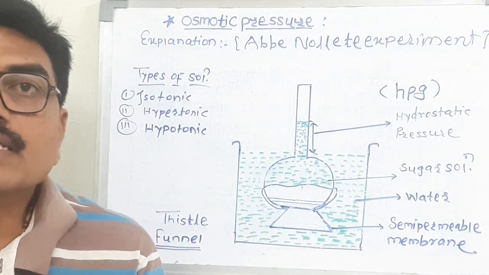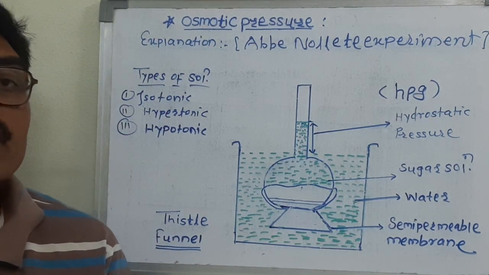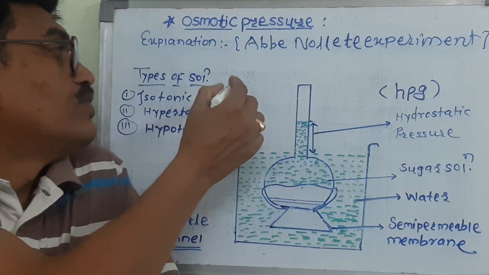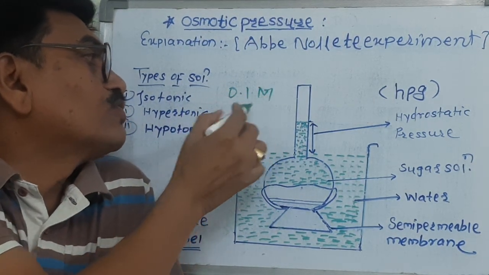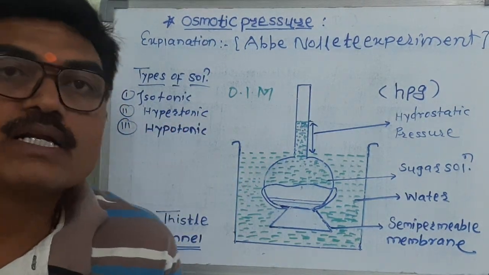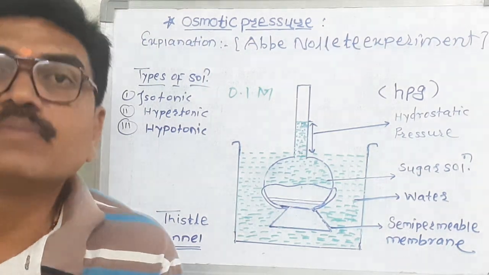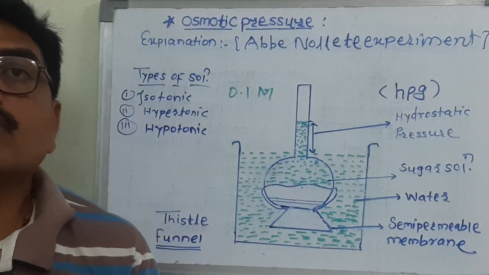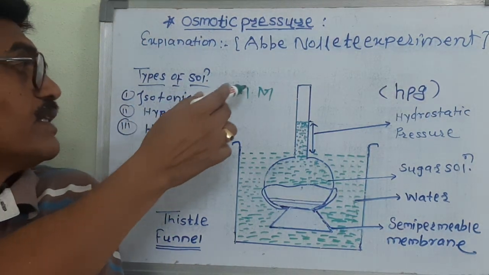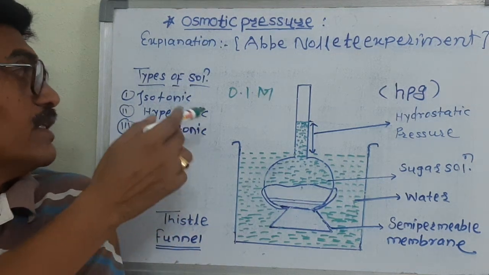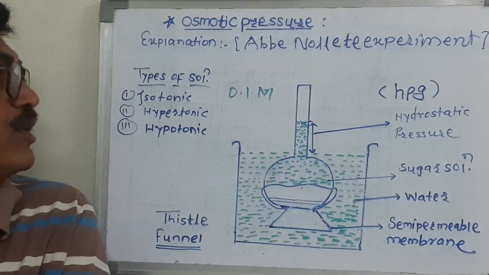For example, a solution of sucrose and a solution of urea, if they have the same concentrations, that is 0.1 molar sucrose solution and 0.1 molar urea solution, both solutions have the same molar concentration, even though the concentrations in grams per liter are different. Such solutions have the same osmotic pressure, and therefore these solutions are called isotonic solutions. The second one is the hypertonic solution.